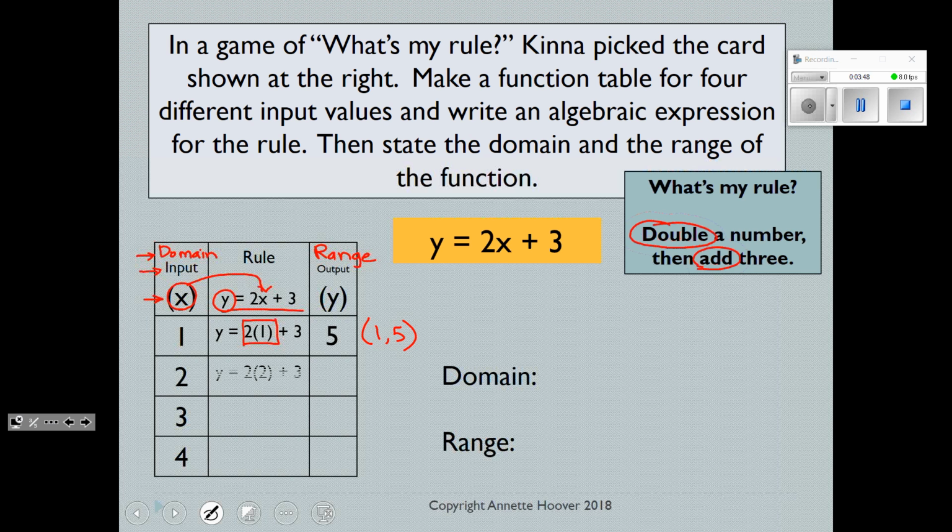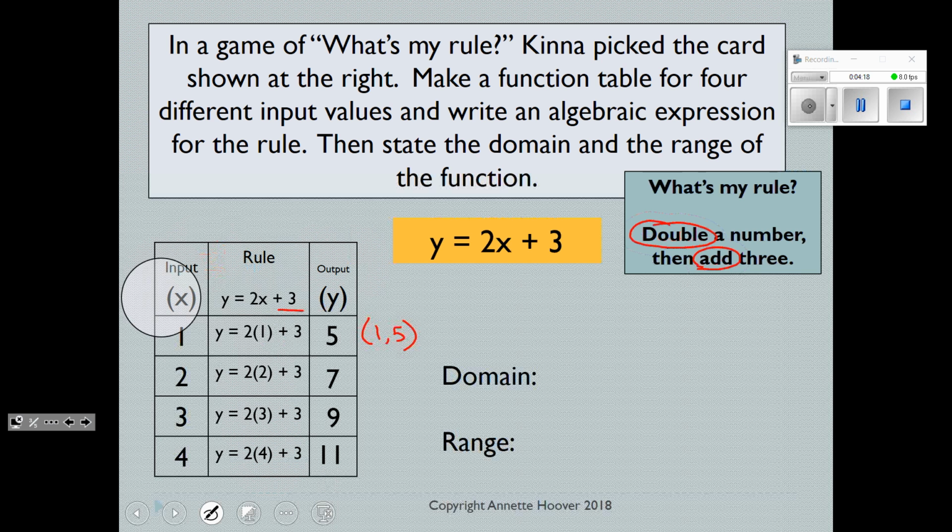Now we're going to plug in 2 to the same equation. That would be 2 times 2 plus 3. Again, we do the multiplication first. 2 times 2 is 4, plus 3 is 7. Plug in 3. 2 times 3 is 6. Then we add the 3, and that would create 9. Plug in the 4. 2 times 4 is 8. Plus 3 is 11. So we used the rule that we had, and we filled out the function table.